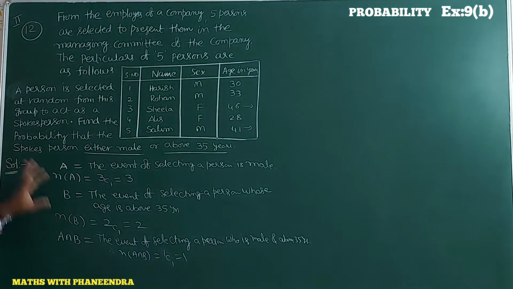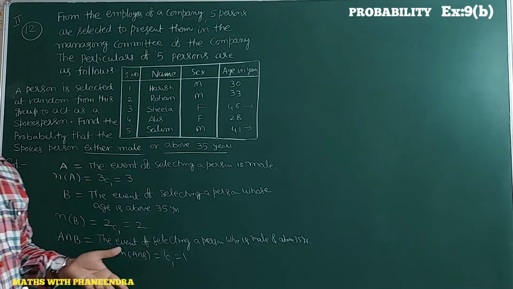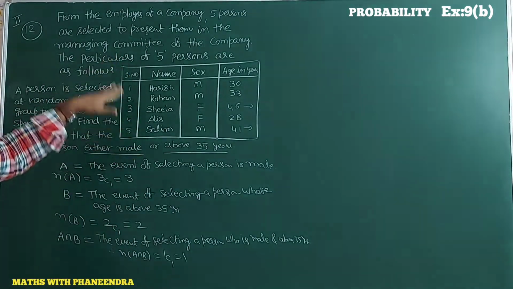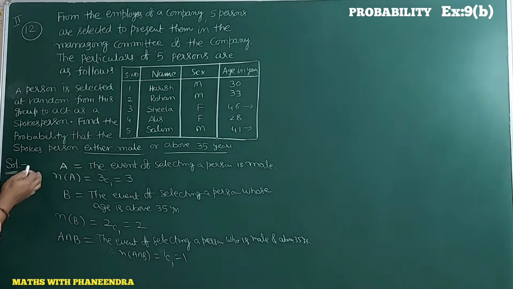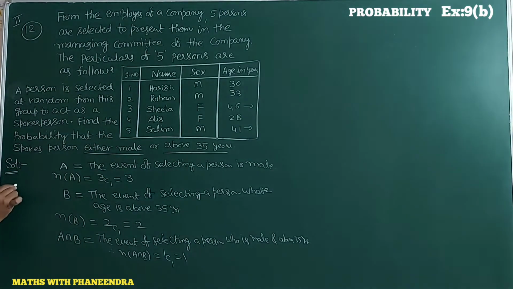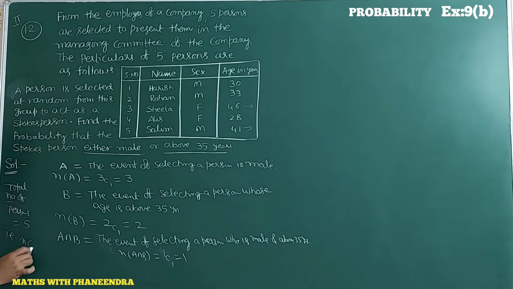After getting N of A, N of B, N of A intersection B, the sample space is required, N of S. Total how many persons are there? Actually before only I have to discuss. So total number of persons, here on I am writing. Total number of persons is equal to 5. So that is N of S is equal to 5. From that you can select one person, 5C1. So N of S is equal to 5C1.